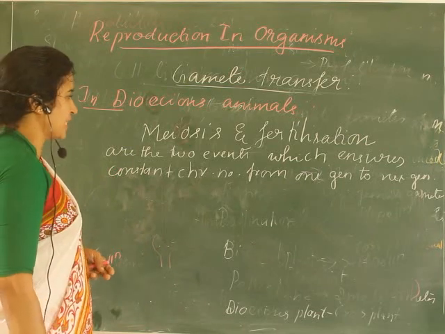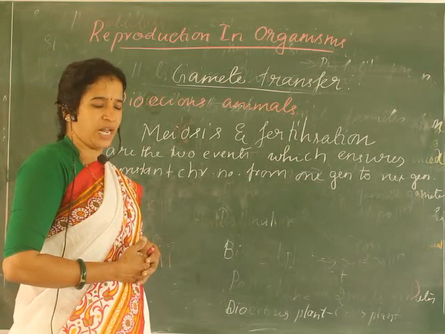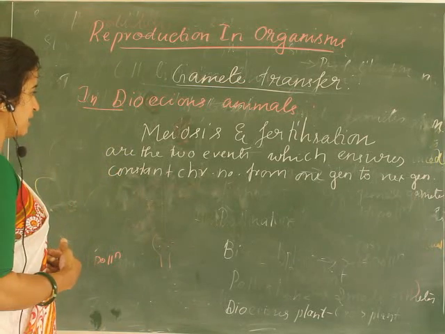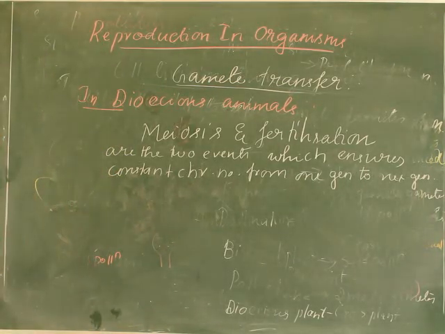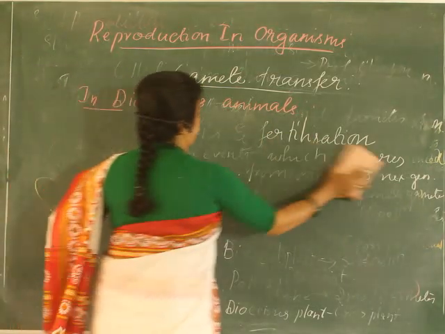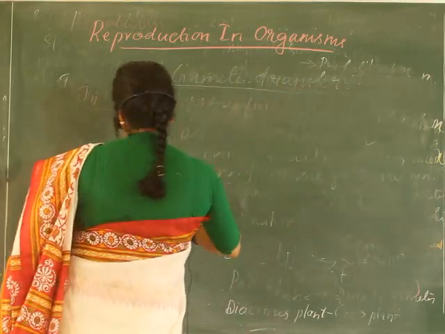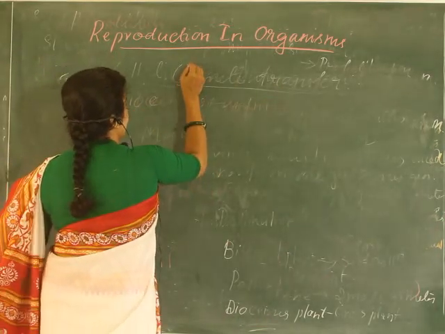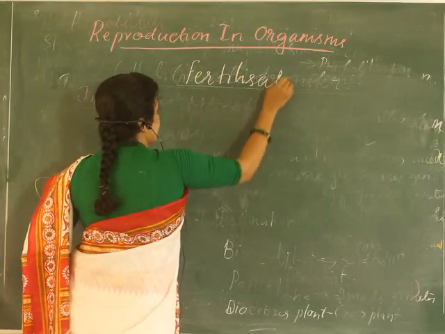Then in dioecious animals, again the gamete transfer has to take place. For that, meiosis and fertilization are the two events which ensure the continuity of species from one generation to the next generation. So the next topic is fertilization. So in sexual reproduction, what are the events we have completed? We completed pre-fertilization events, and now we are going with the next second event.